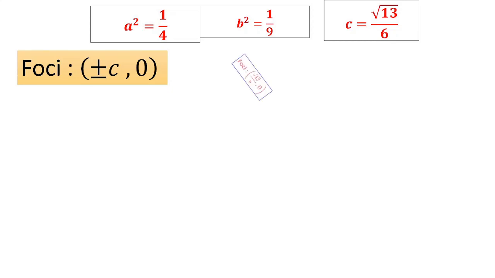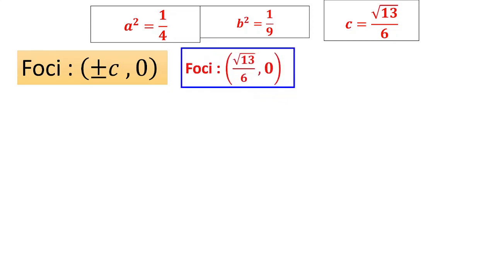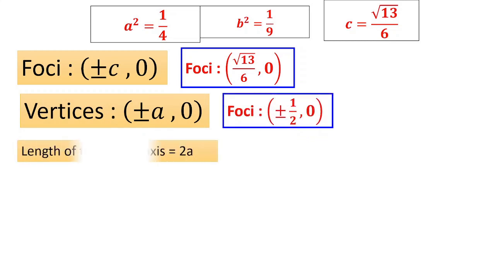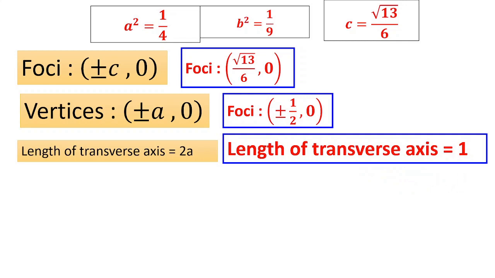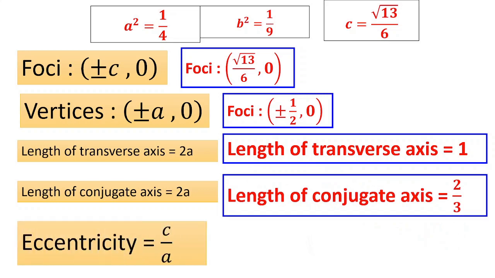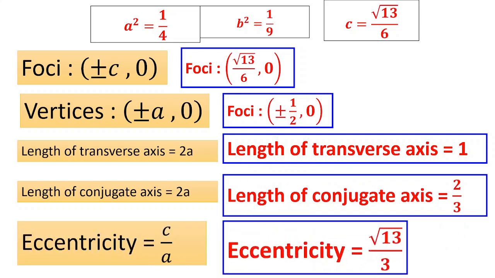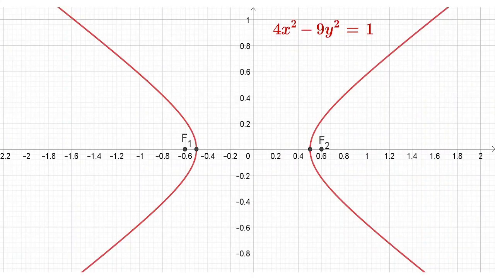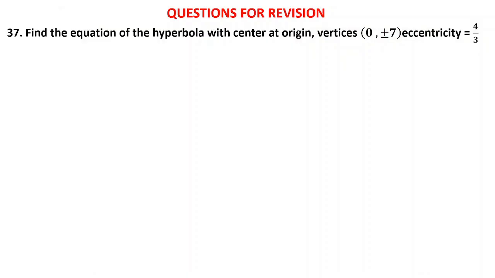Foci plus or minus c comma 0 on the x-axis, therefore root 13 by 6 comma 0. Vertices plus or minus a comma 0, therefore plus or minus 1 by 2 comma 0. Length of the transverse axis 2a, therefore 2 into 1 by 2, that is 1. Length of the conjugate axis 2b, therefore it is 2 by 3. Eccentricity c by a, therefore root 13 by 3. Now this is the graph of that hyperbola 4x square minus 9y square is equal to 1, having the foci on the x-axis. Well, let us move on to the next question.